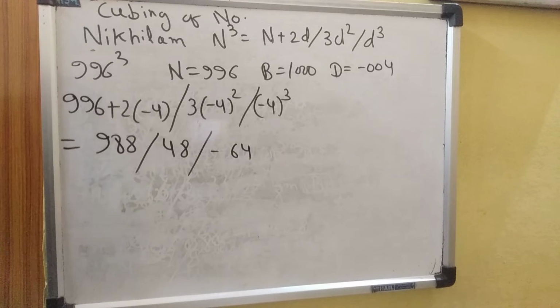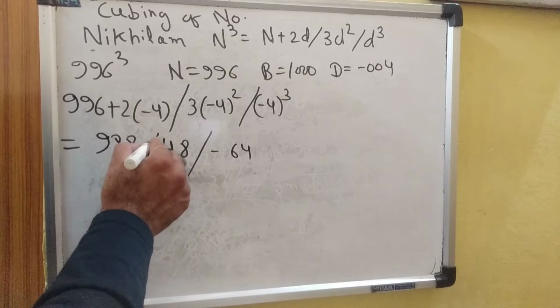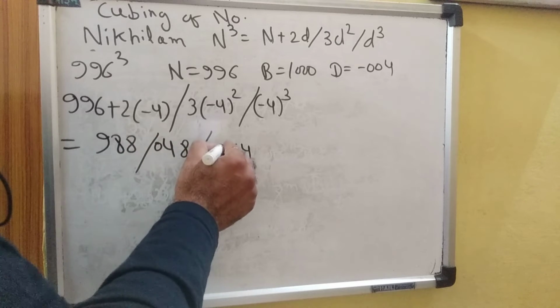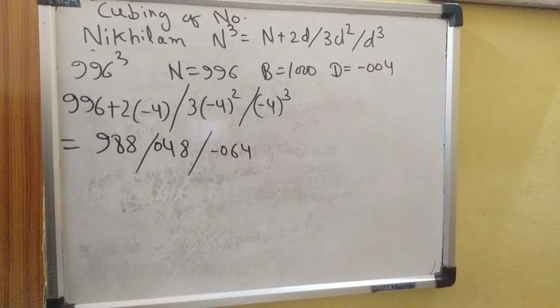But mid part and rightmost part will be of 3 digits as the base number 1000 contains 3 zeros. So we put 0 before 48 to make mid part a 3 digit number, and put 0 before 64 to make rightmost part a 3 digit number.